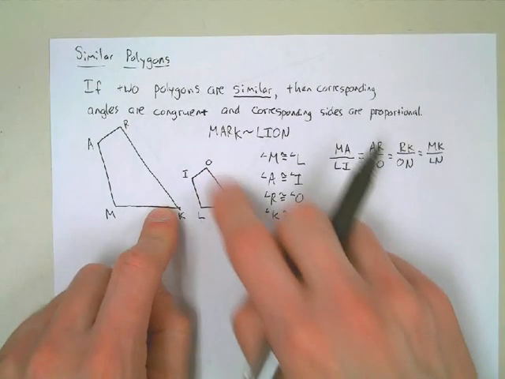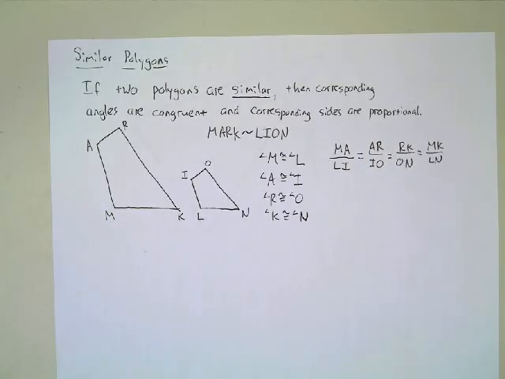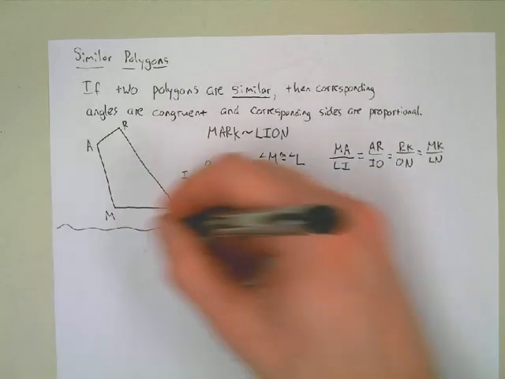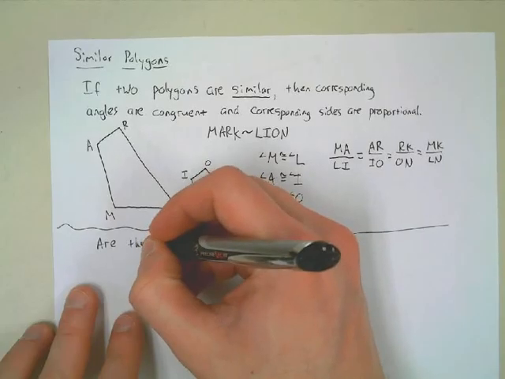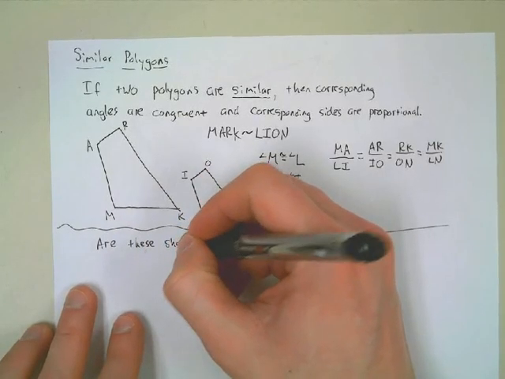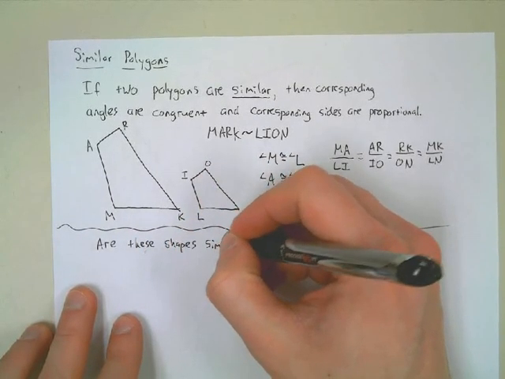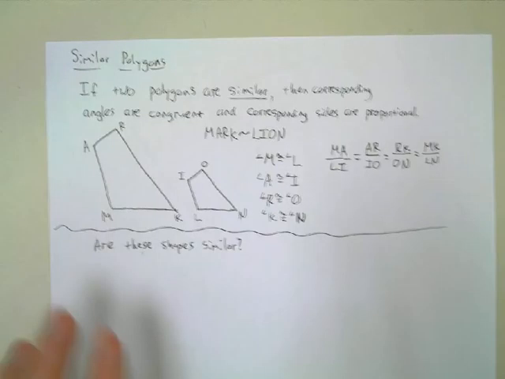If just one of those ratios is off, are these two shapes similar? No. So they all must be in the same ratio in order for these two figures to be similar. And all the corresponding angles must be congruent as well. So that being said, let's ask the question: are these shapes similar? Then we'll get into our books and see some example problems. So I'm going to draw two shapes.